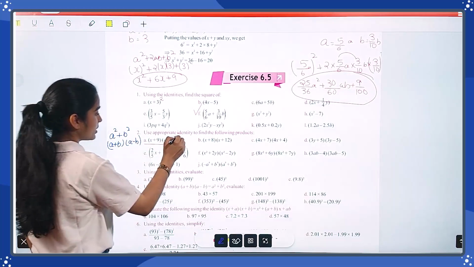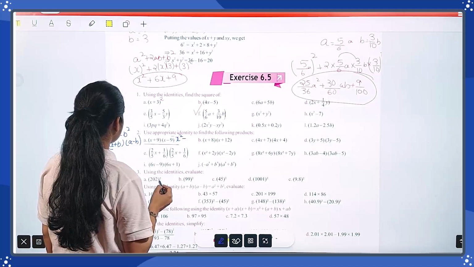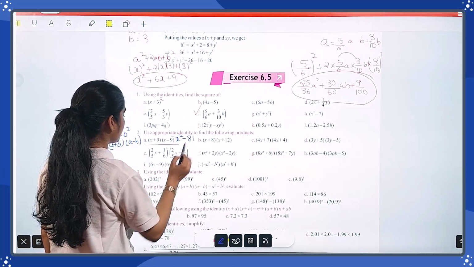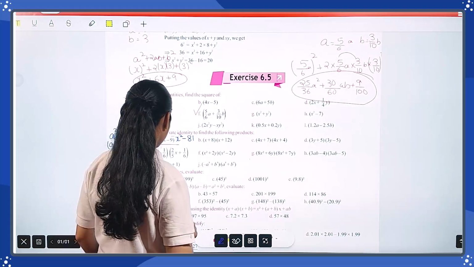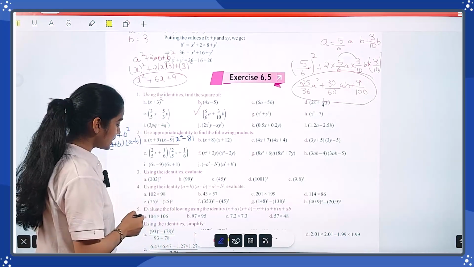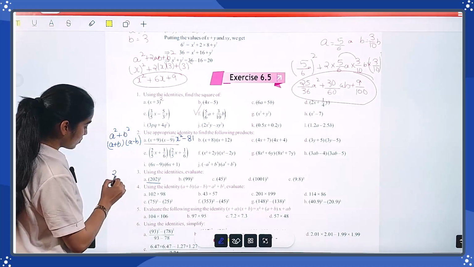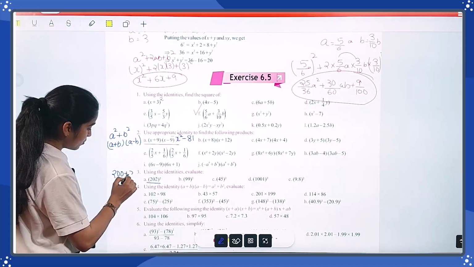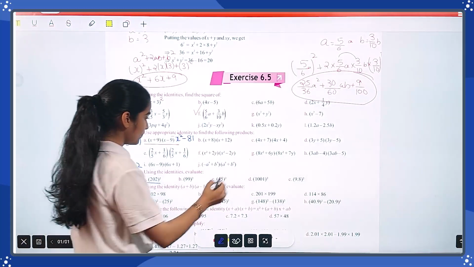So x square is x square and minus 9 square is 81. This is your final answer. So in the same way, you have to solve the rest of the questions over here. Next, using the identities, evaluate. Which property, which identity do you have to use? You have to use (200 + 2) whole square. So in that way, you can solve this question.